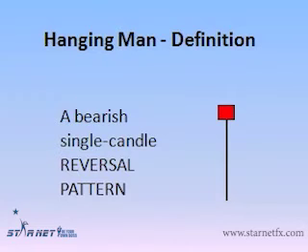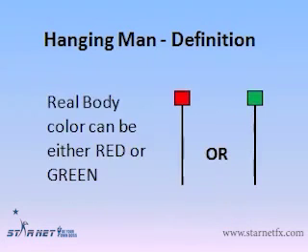The hanging man is a bearish reversal pattern that consists of only one candle, as displayed in the video here. So named, obviously, due to the way it looks, with the head up here at the top of the candle and the body hanging down below. The real body can be either colour, red or green. As with the shooting star, the red body is slightly more bearish than the green, and I'll demonstrate that shortly when we discuss the psychology or sentiment of the pattern.